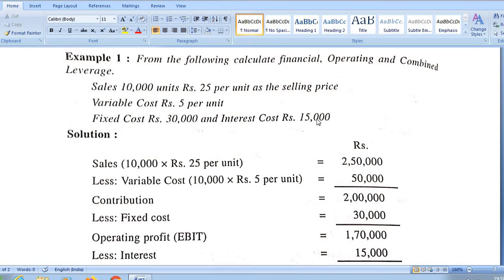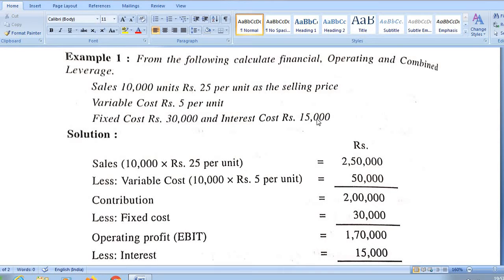Then out of that earning before interest and tax, the I and T, which stand for interest and tax, have to be deducted. So if you deduct interest from EBIT, you will get earning before tax. If you deduct tax from EBT, you will get EAT, that is earning after tax. That is the amount available to all shareholders, both equity as well as preference shareholders. Then at the end, we deduct the dividend payable to preference shareholders.